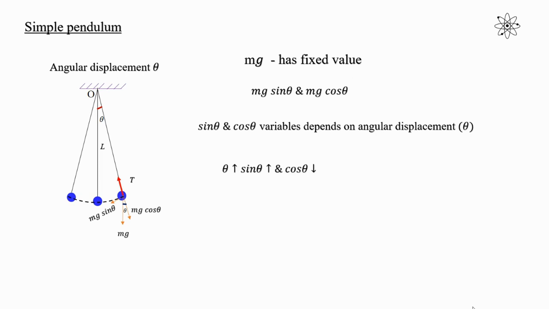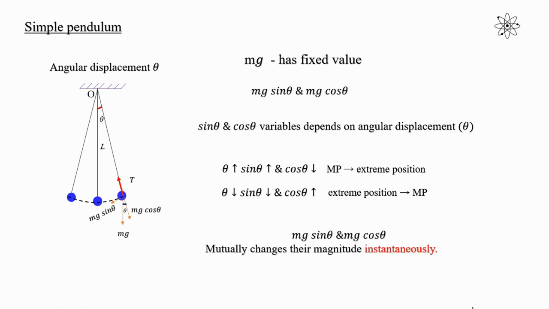If the angular displacement increases, sin theta increases and cos theta decreases from mean position to extreme position. As the angular displacement decreases, sin theta decreases and cos theta increases from extreme position to mean position. From this discussion, we can see that when sin theta increases, cos theta decreases, and when sin theta decreases, cos theta increases. From this, I can say, student, that mg sin theta and mg cos theta mutually change their magnitude instantaneously.